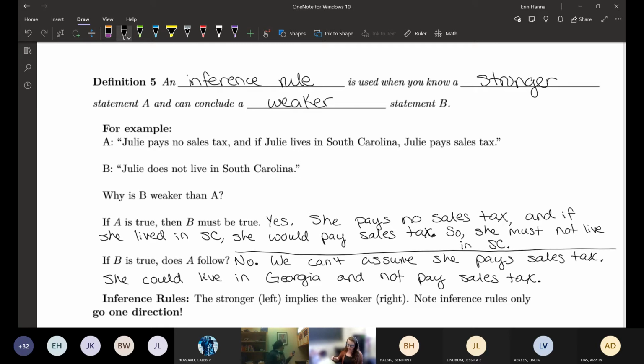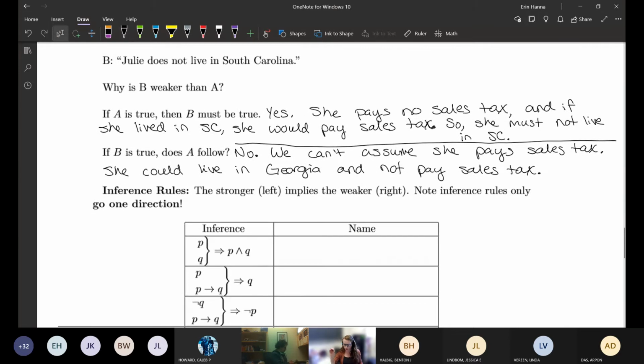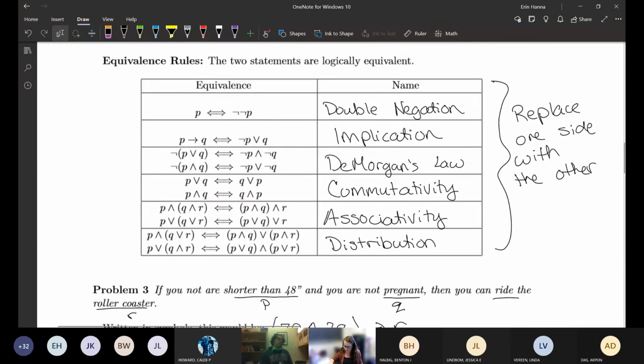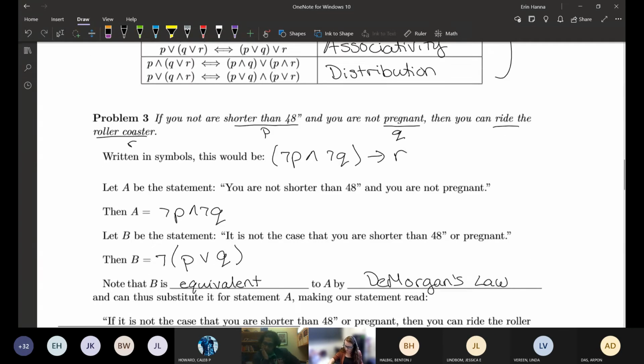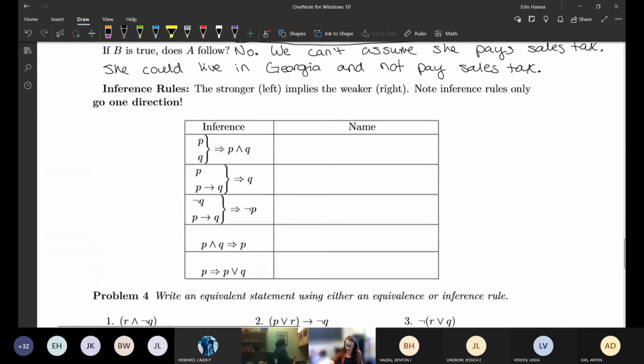So in inference rules, the stronger statement, which is usually written on the left when the rules are written down, is going to imply the weaker, which is usually written on the right. The difference between inference rules and equivalence rules is that equivalence rules can go in both directions. With the ones we were just talking about, I could take P and make it not P, or I could start with not P and turn it back into P. I could go both directions. But with inference rules, I can only go in one direction.